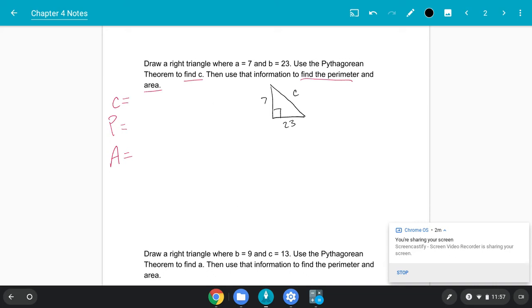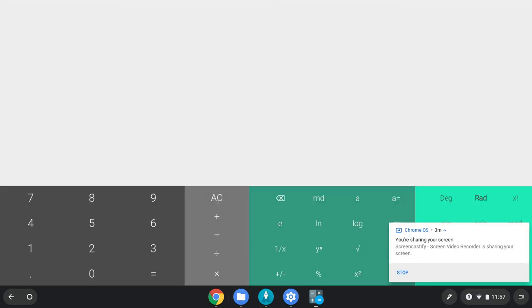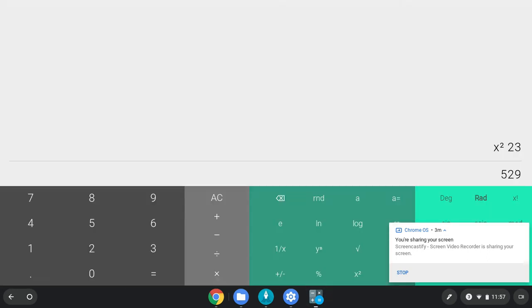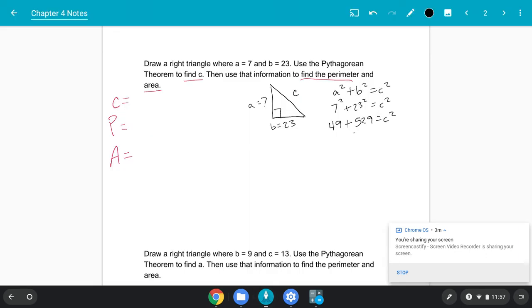We're going to do the hard part first. This is a and this is b. It doesn't matter which is which. The Pythagorean theorem says a squared plus b squared equals c squared. So we have 7 squared plus 23 squared equals c squared. We get 49 plus, now I have to do 23 squared. 23 squared is 529. Plus 49 is 578, equals c squared.